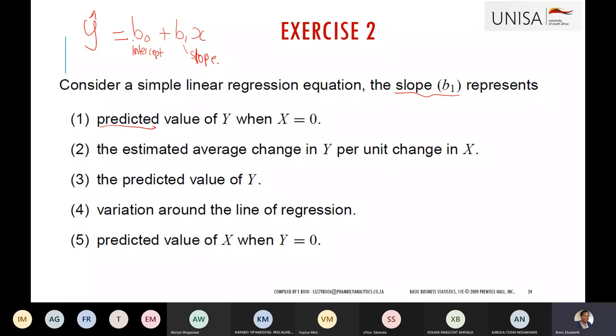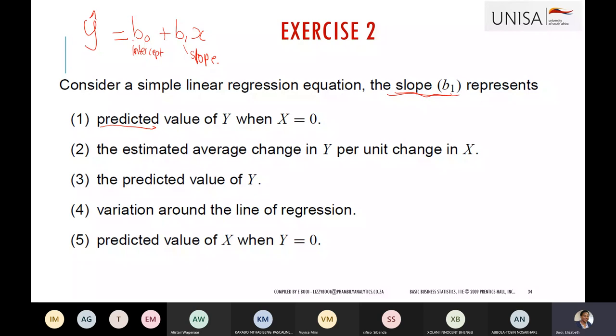Number two says the estimated average change in y per unit change in x. So does that interpret what the slope is? The predicted value of y, does the slope predict the value of y? The variation around the regression line. Is this the variation around the regression? The predicted value of x when y is zero.